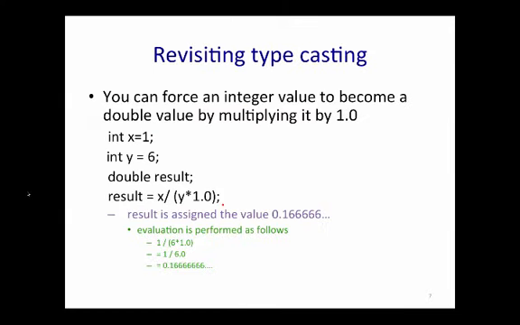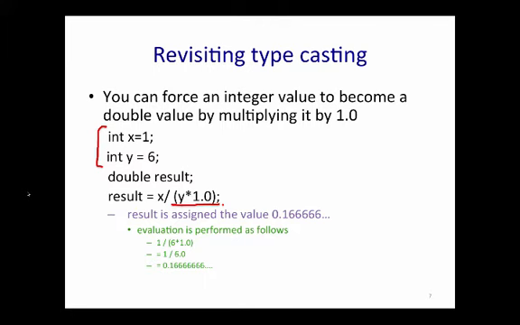So a reasonable question to ask is, if I have two integers, how can I force floating point arithmetic? And the answer is that you can multiply one of the two operands by 1.0 to force it to be a floating point number. So in this example, we have two integer variables, x and y, and we'd like to divide them, but we want to force floating point arithmetic. And you can see down here what I have done is I have forced y to become, quote, a floating point number by multiplying it by 1.0.